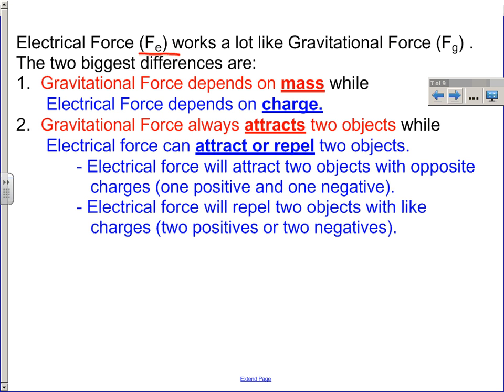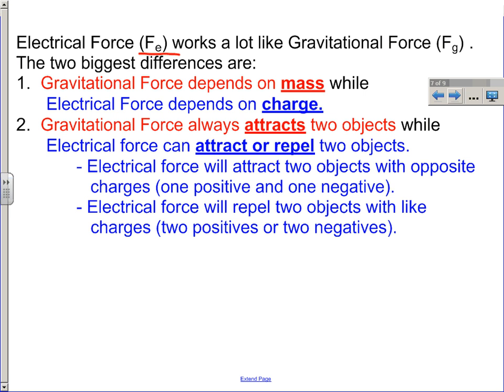So electrical force, which we're going to call Fe, works a lot like gravitational force. Here are the two biggest differences. Number one, gravitational force depends on mass, right? We talked about that. Electrical force depends on charge. Charge is something that can be measured in the same way that mass is. You can measure mass in kilograms. Charge is measured in coulombs. We'll talk about that more later on if there's time. All right, so that's the first difference.